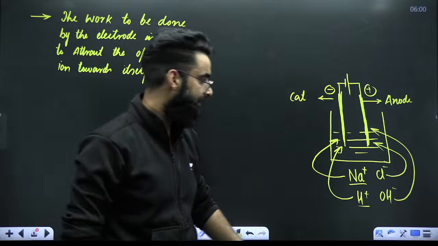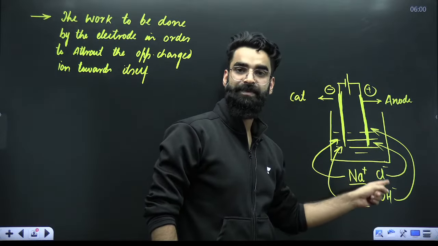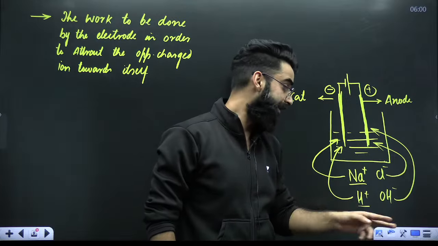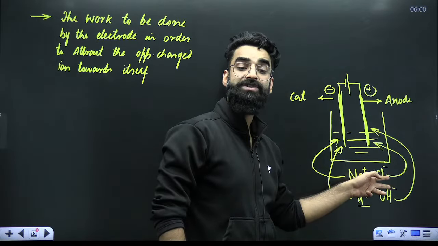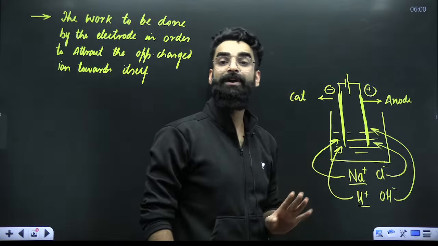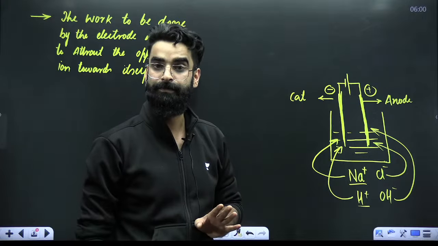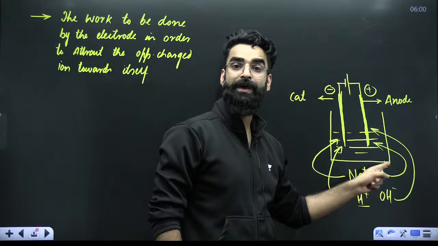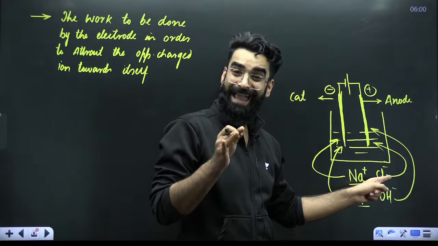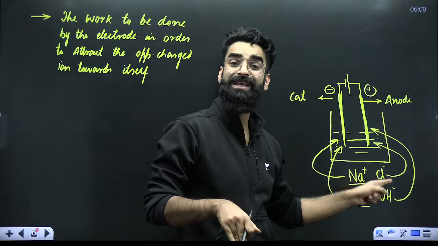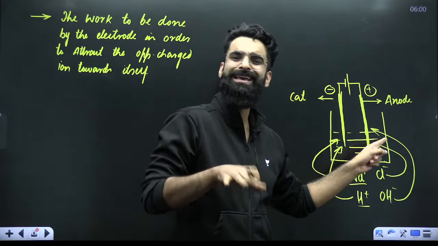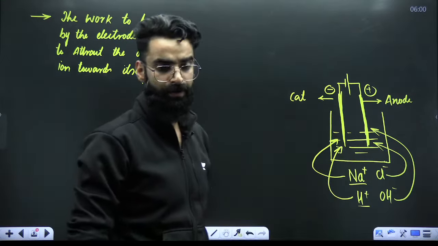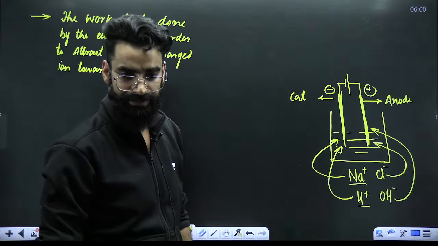Okay? Similarly, look at these two. These are anions basically. They would want to go to the anode and undergo oxidation. But the anion whose discharge potential is less will undergo oxidation. So among these two anions, the anion for which the electrode has to do a lesser amount of work to attract it towards itself will undergo oxidation. I hope this is clear.